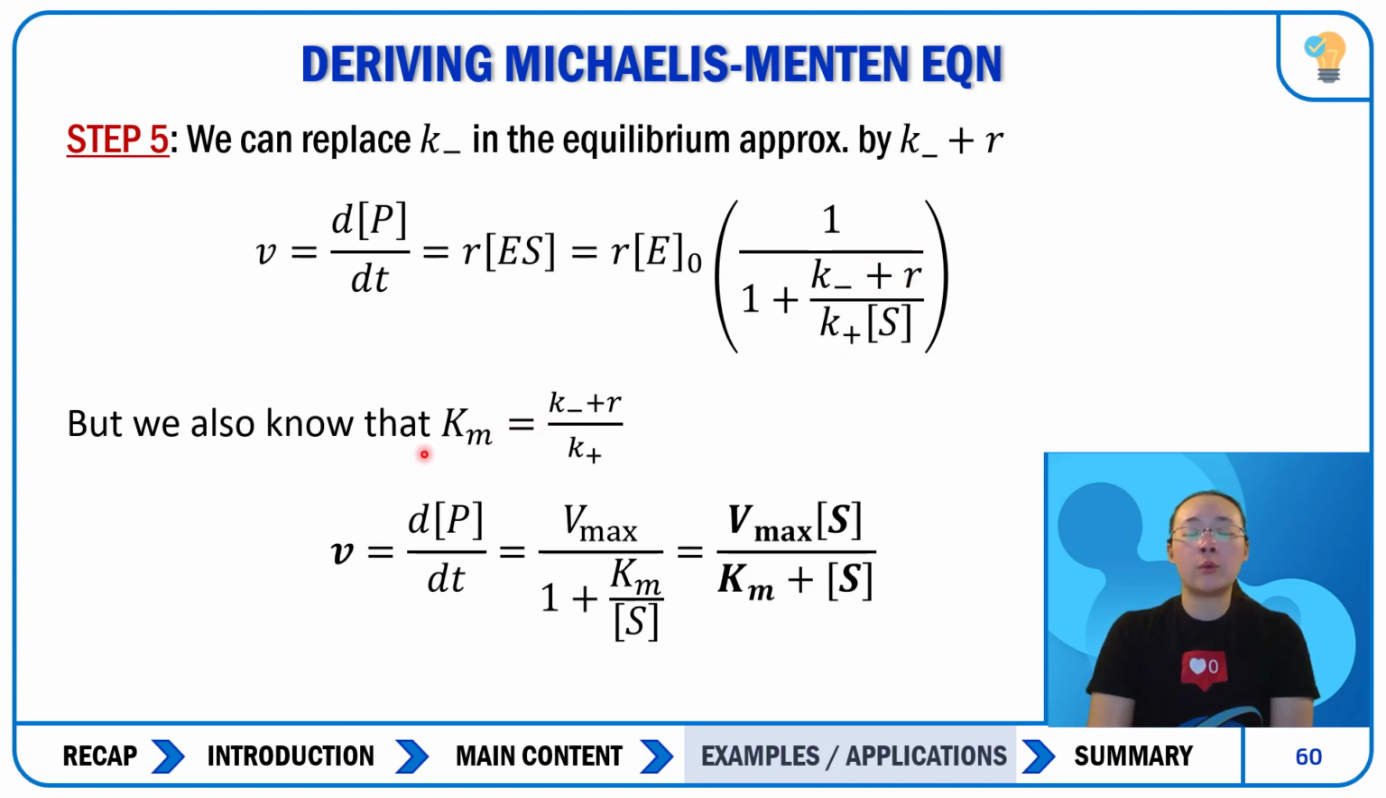But the other thing we know is that Km is equal to K negative plus R over K plus. So that's why we kind of rearranged everything like this. We rearranged it so that we can get to the Michaelis constant. And once we define the Michaelis constant, we can then say V is equal to V max S over Km plus S. So that's a more mathematical modeling derivation for your Michaelis-Menten model.